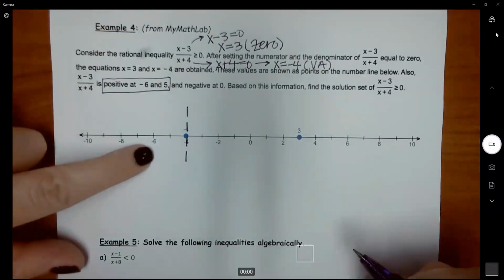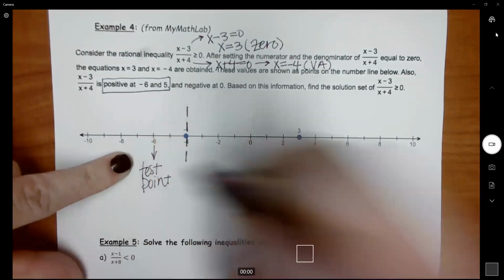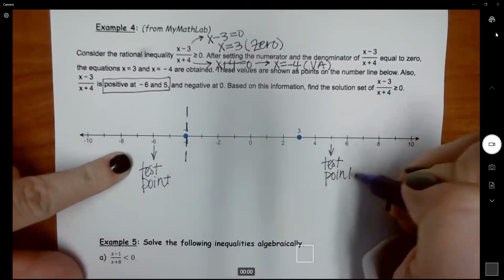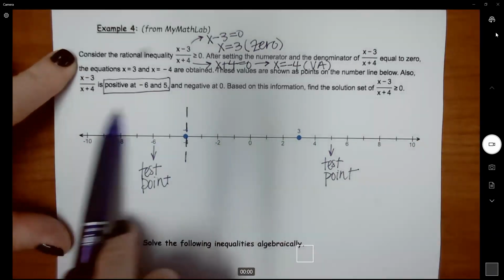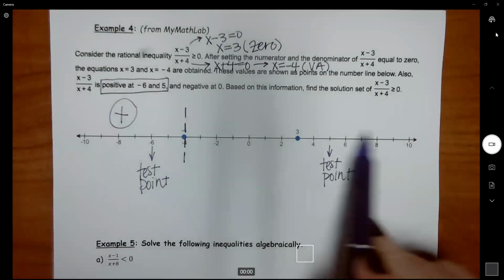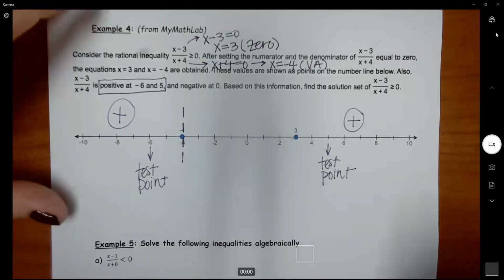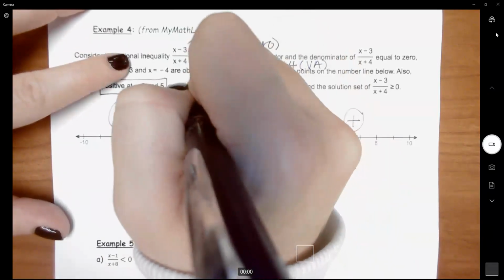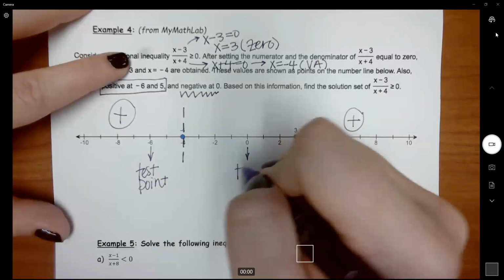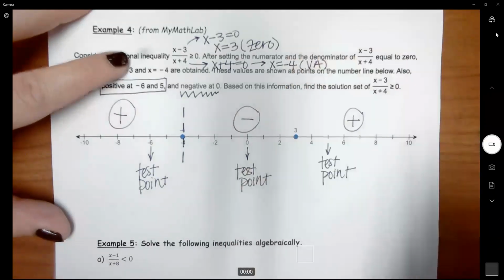So they have picked a test point of negative 6 and 5. And they found that in this interval here, my graph is positive, and in this interval here my graph is also positive. And it also found negative at 0. So this is another test point. And they found that interval to be negative.